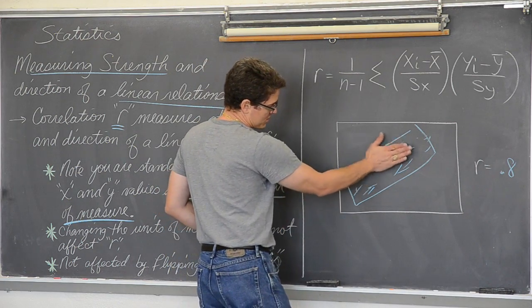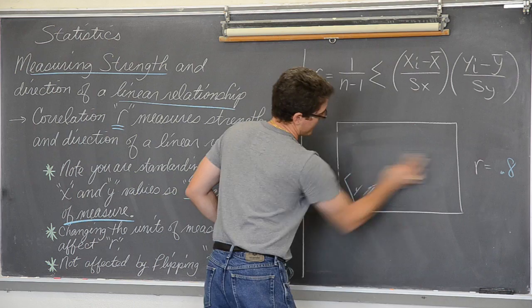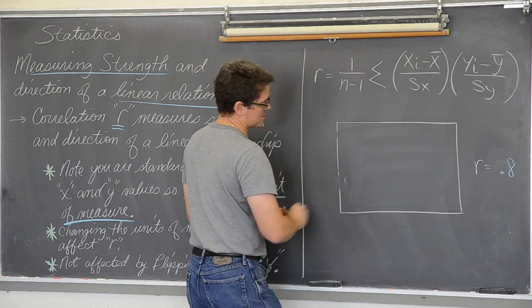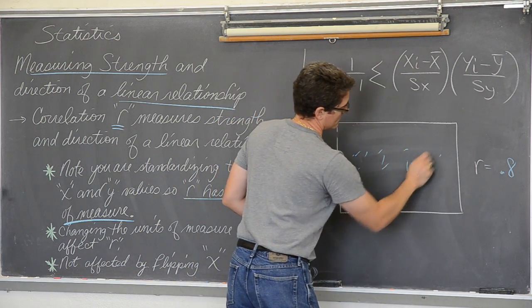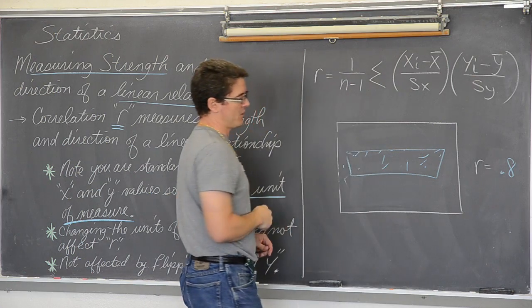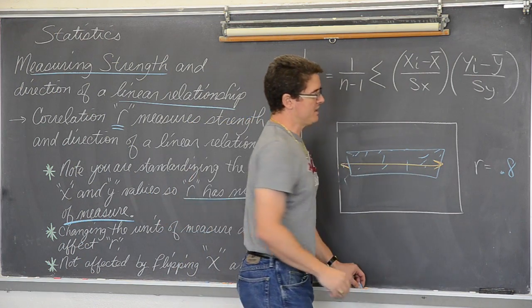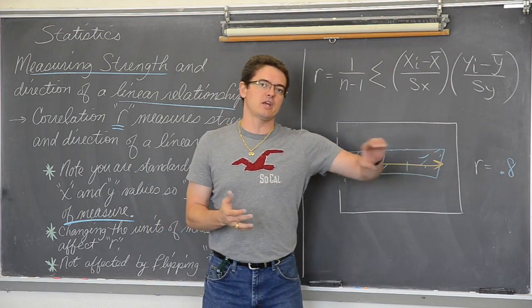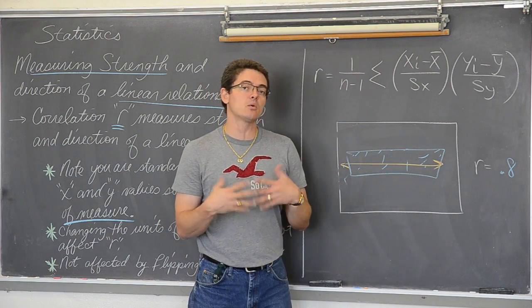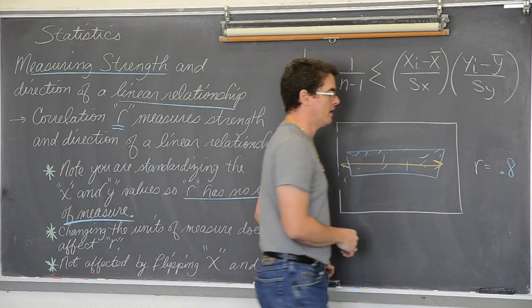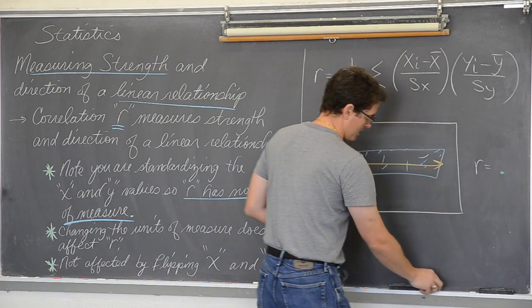Now, if I were to rotate these points and make the pattern completely horizontal, whether there was a band of points or even if they were perfectly horizontal, if I give you a pattern where one variable is changing and the other variable is not, there is no relationship, and that will yield you an R value of 0.